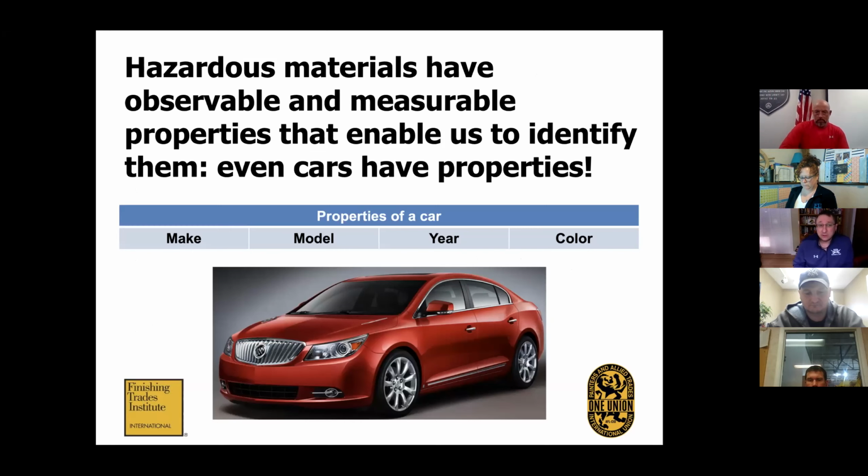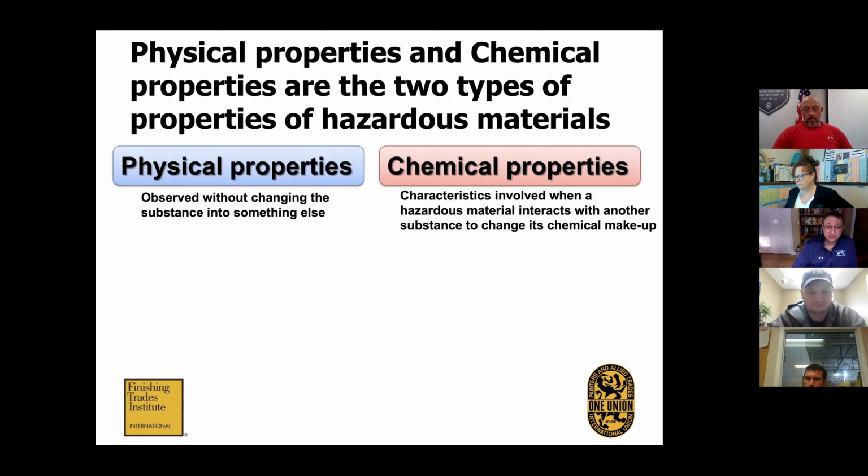So hazardous materials have observable and measurable properties that enable us to identify them. An example here: I've got a car, this Buick. You've got a make for a car, you've got different models, right? Year, color. These are all different properties that describe that vehicle, and it makes it unique and identifiable. And we can measure these things, observe them, etc. And the same is true for chemicals.